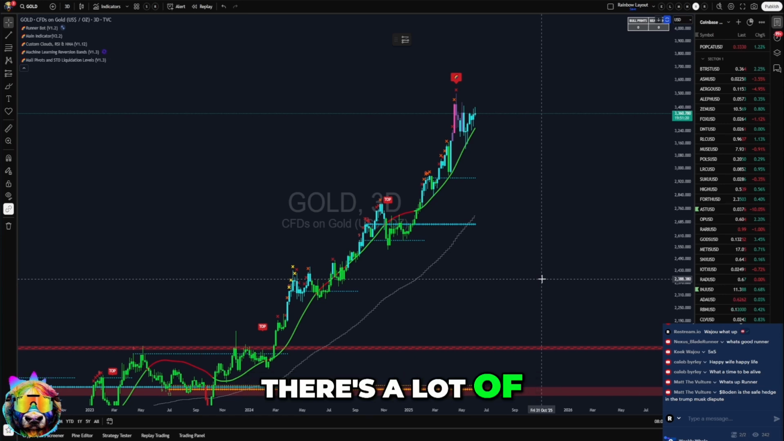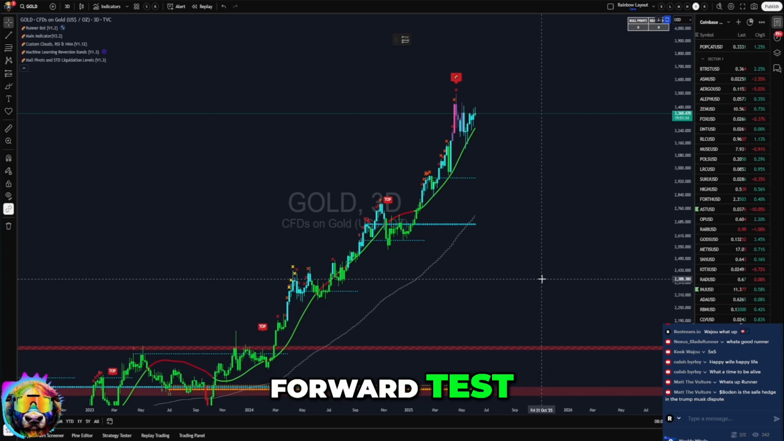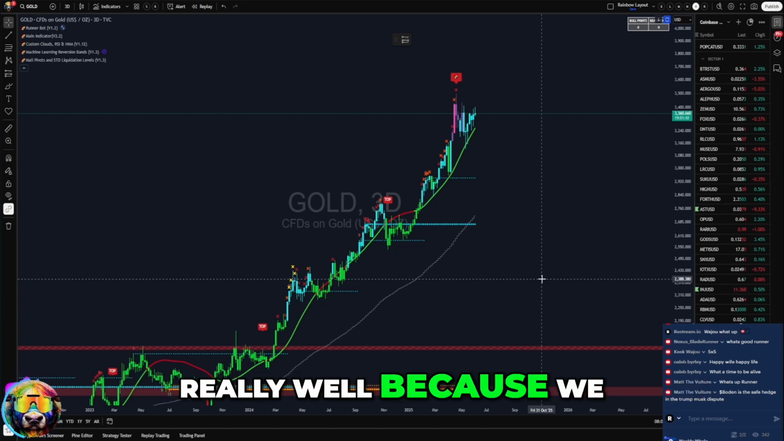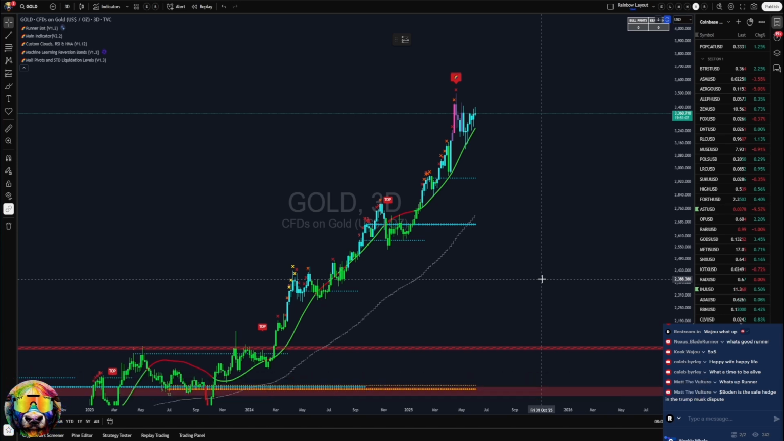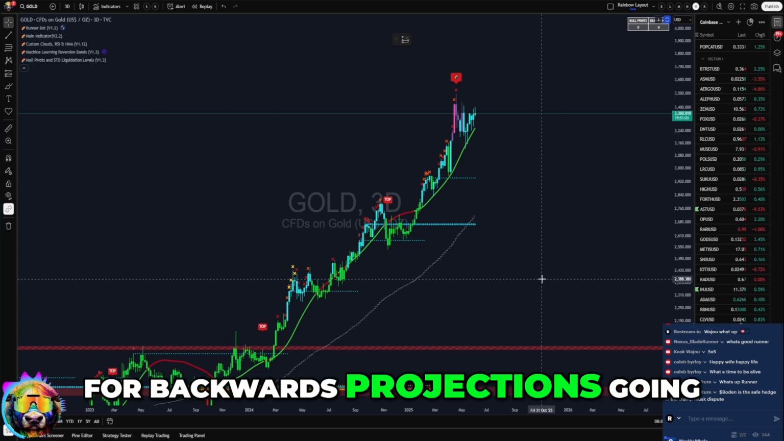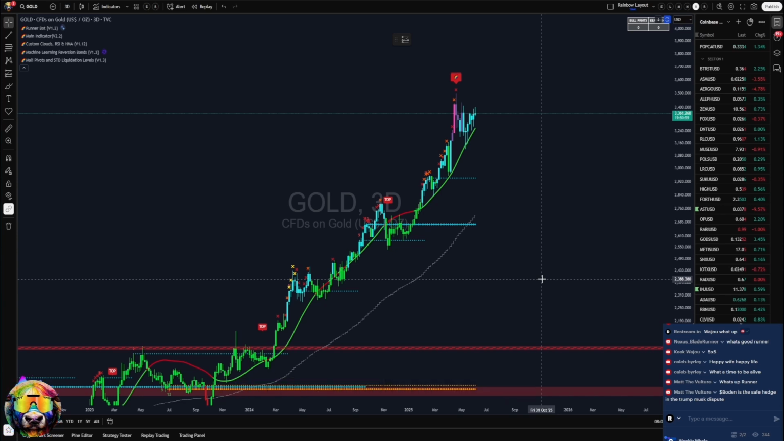There's a lot of tools out there that work. There's a lot of them that don't. There's stuff that can back test really well. There's stuff that can't forward test. Rainbow Theory stuff works really, really well because we do back test like crazy, but we don't look for backwards projections going into forward projections. We look in the now, and if we look at what's possible, we really can get alpha, right, and accuracy.